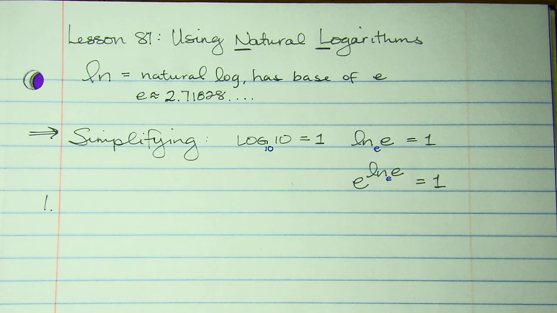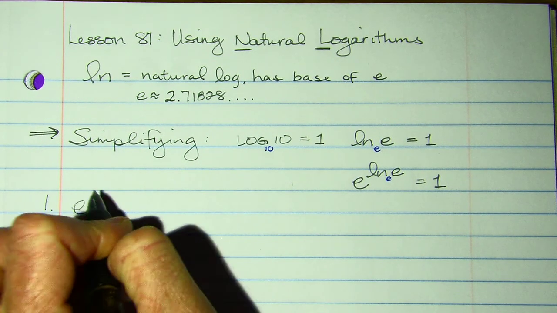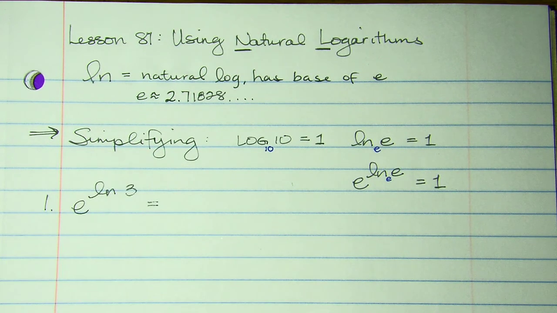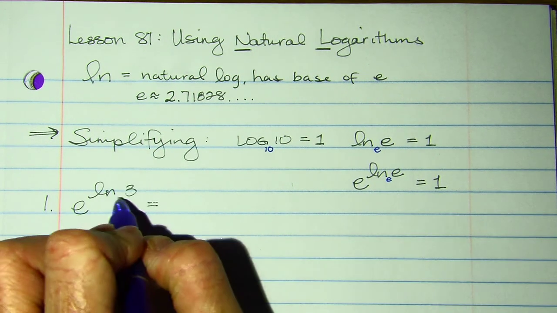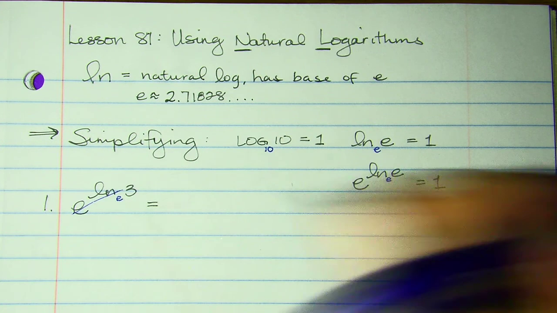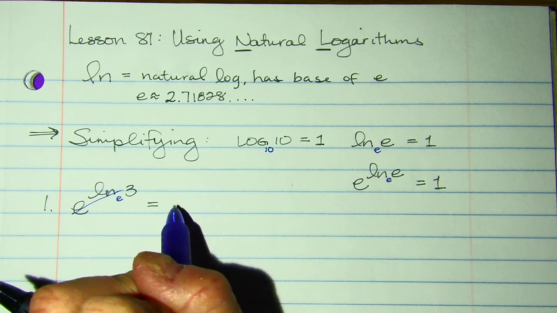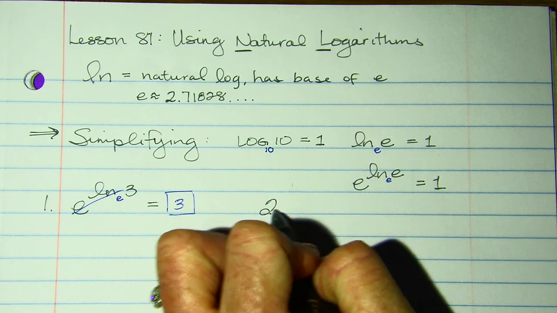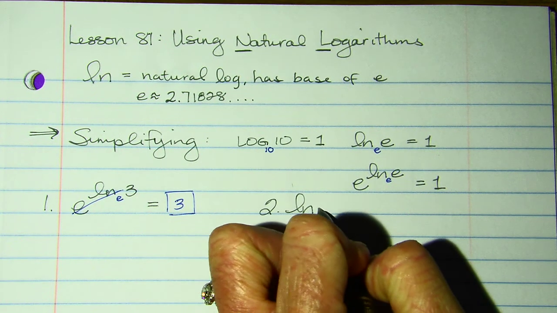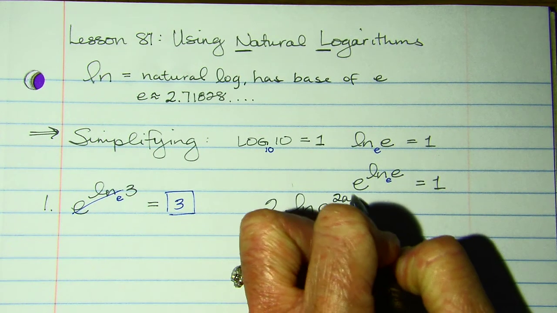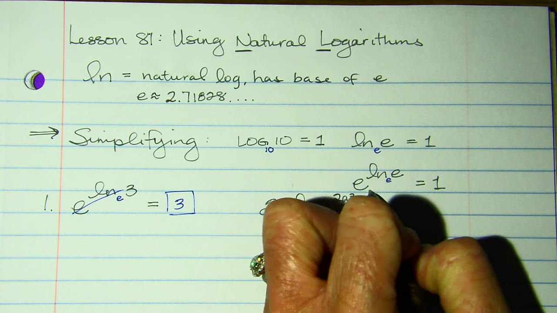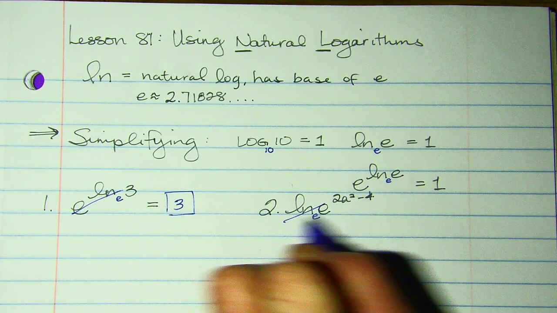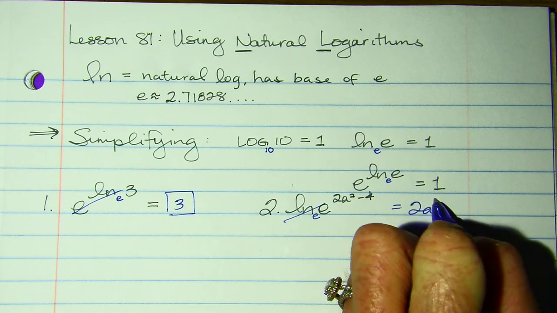So we are going to simplify the following, and then we'll try the one in our practice. We're going to simplify e to the natural log of 3. Because there is an invisible e here, this cancels, and all I'm left with is the 3. Let's try another one. Let's simplify the natural log of e to the 2a squared minus 4. Because there is an invisible e here, this cancels, and we're left with 2a squared minus 4.